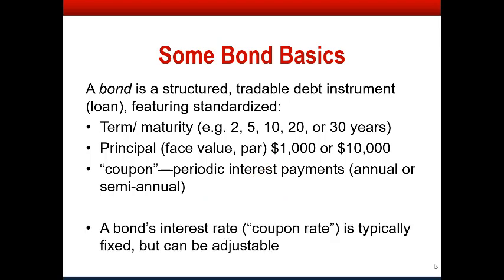And that interest rate or coupon rate is usually fixed. In the vast majority of cases, bonds have a fixed rate, but they can also be adjustable. They can reset, and typically when a bond has an adjustable rate, it might offer quarterly interest payments, so that interest rate can update more times throughout the year.